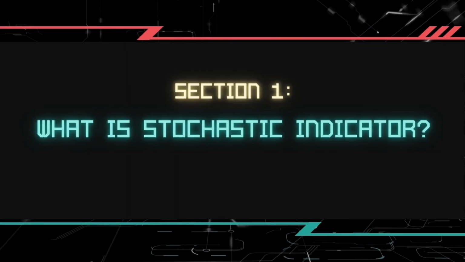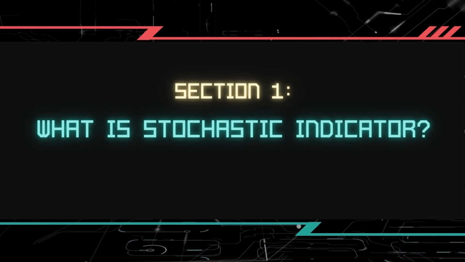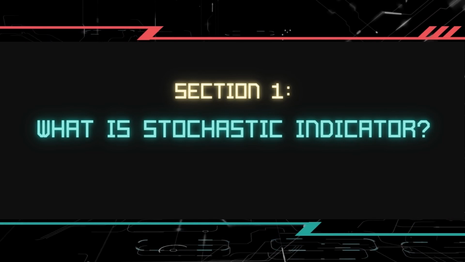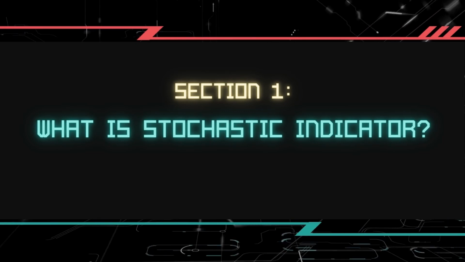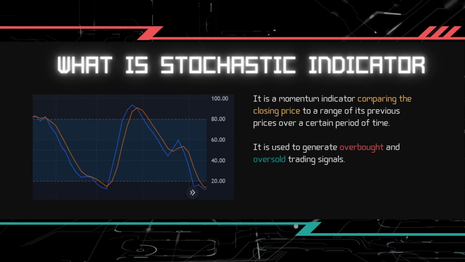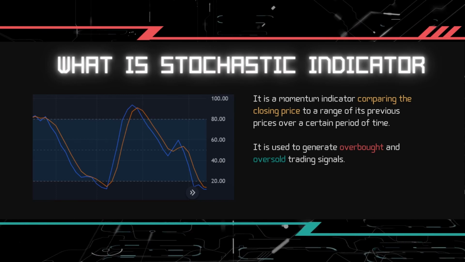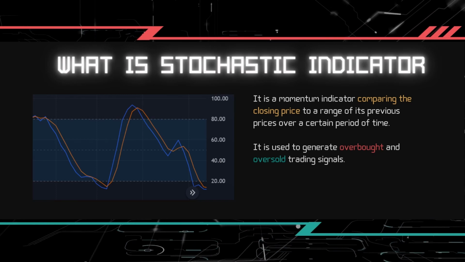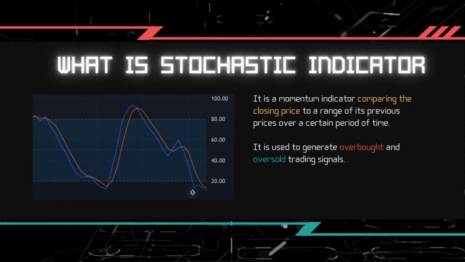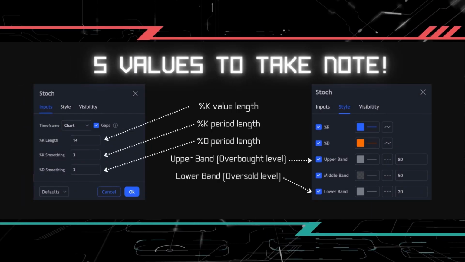In this section of the video, let us give you a brief and clear explanation of the stochastic indicator. It will be good for you to watch this chapter, as it will definitely improve your understanding of the indicator. The stochastic indicator is a momentum indicator comparing the closing price to a range of its previous prices over a certain period of time. It is used to generate overbought and oversold trading signals, utilizing a 0 to 100 bounded range of values. There are 5 values to take note for the stochastic indicator.